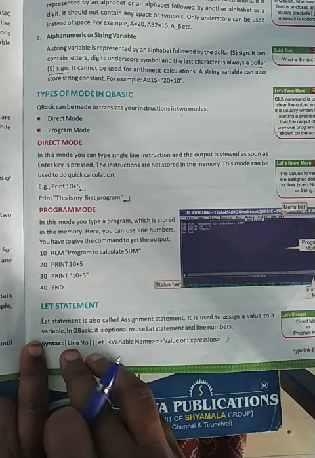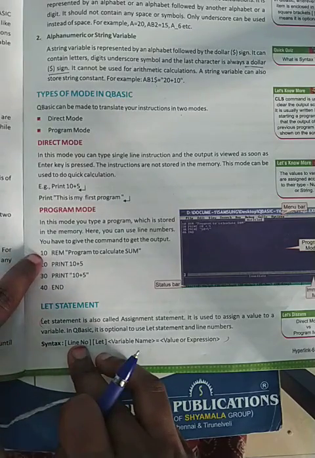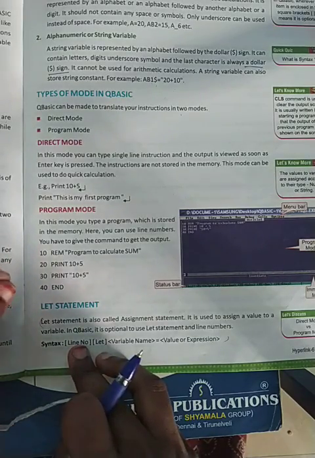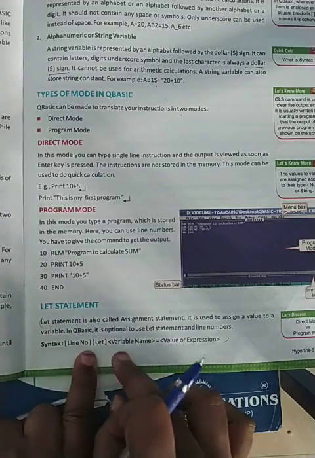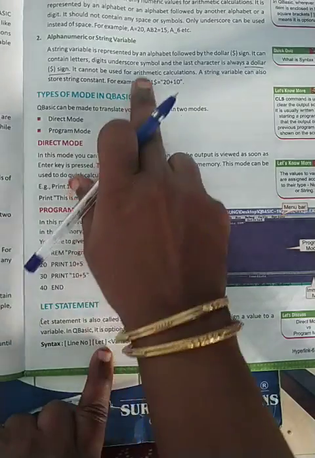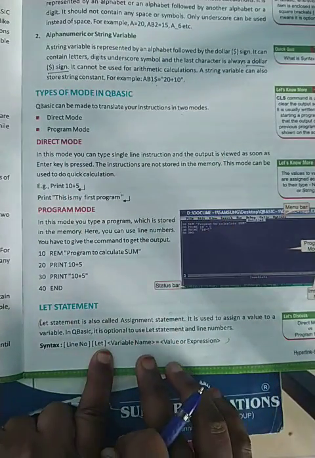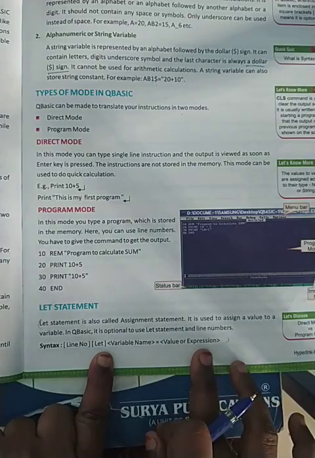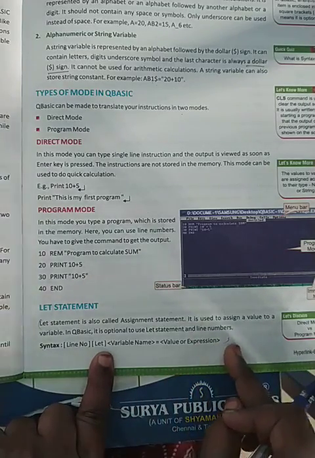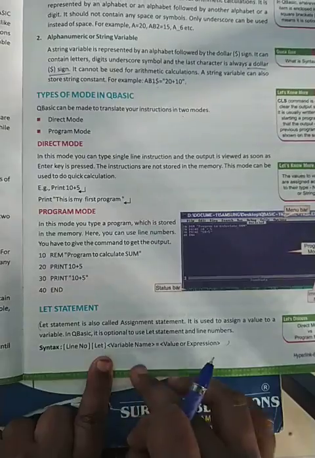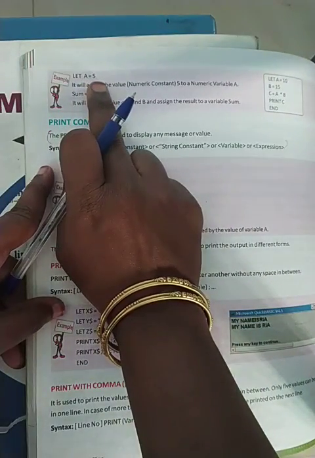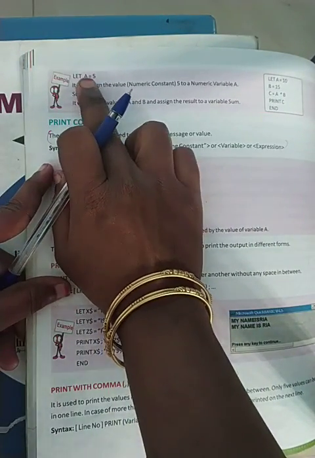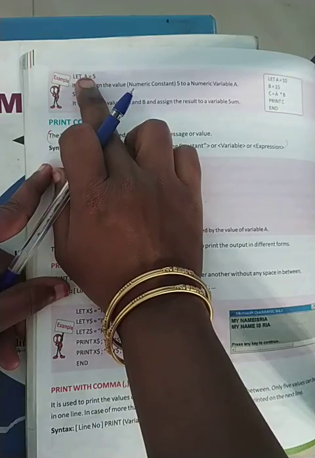What is the syntax? The syntax starts with the line number, like 10, 20. That is, you give a number to the line. Then the let command should be there, and then the variable name, like A or B or whichever, and the value or expression should be given. Then only you can assign a value to the variable. That is why the let statement is also called the assignment statement. Now we will see the example. Say LET A = 5, where 5 is assigned to the variable A.